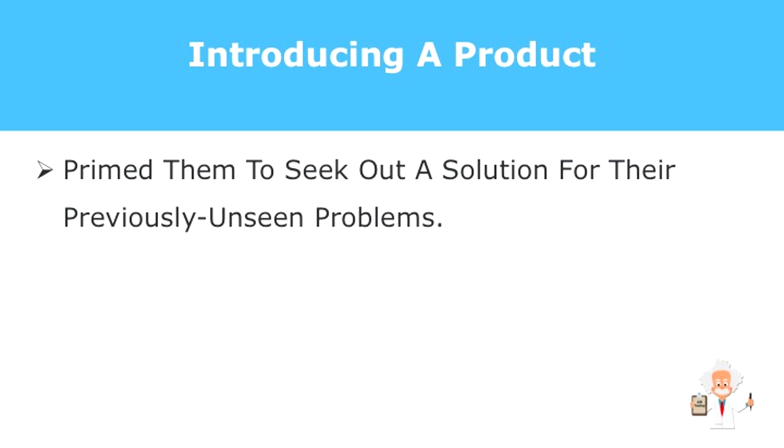Introducing a product. After you've stated the problems that your readers may be having if they don't have your product, you've now primed them to seek out a solution for their previously unseen problems. If this isn't exploited, you'll miss a huge opportunity to introduce your product. By introducing your product in your email, you'll have greatly reduced the amount of effort your readers need to put in to find their solution.